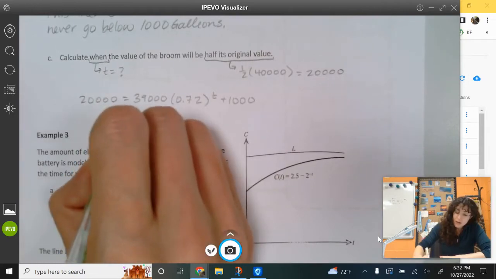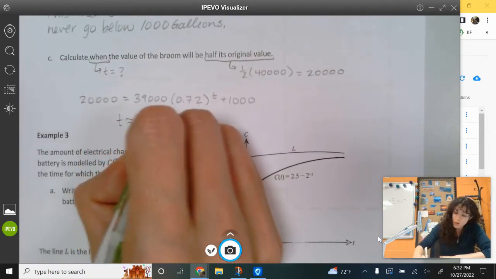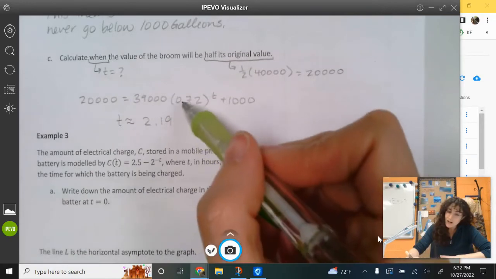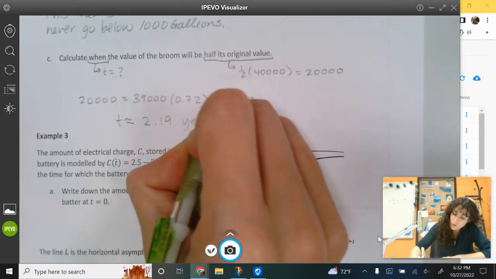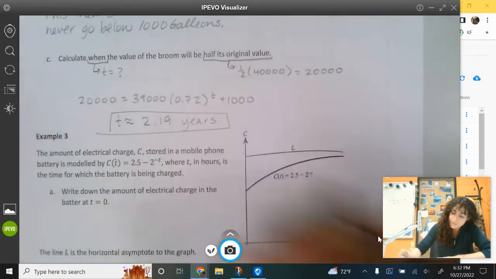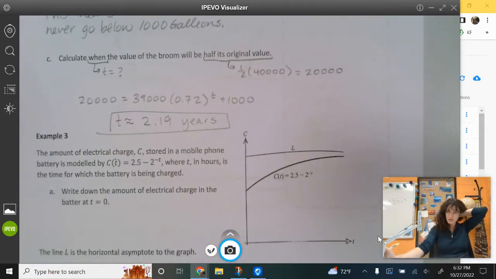T, we get to be approximately 2.19, and our time is in terms of years. And so that's 2.19 years. And years can be a decimal, as we've seen in the past, so that's totally fine.